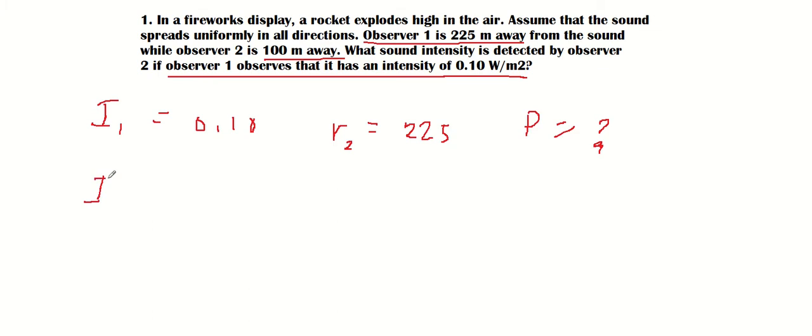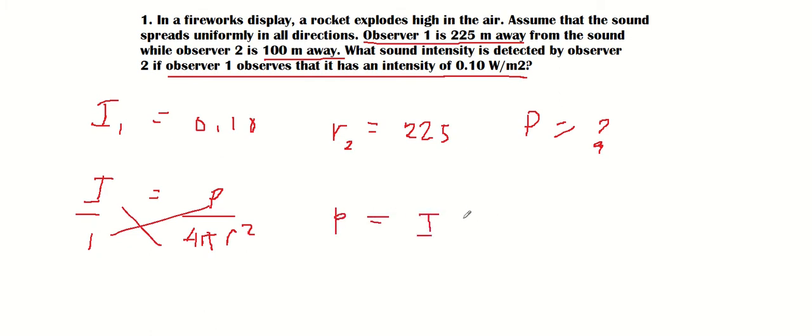So, yung formula nga natin kanina ay I is equal to P over 4 pi r squared. Power, sorry, nagkamali na ako. Power over 4 pi r squared. So, ngayon, kailangan natin yung formula for power. So, cross multiply. So, P is equal to sound intensity times 4 pi r squared. So, ngayon, sound intensity natin is 0.10 lang. Diretso lang, 0.10. At the same time, mayroon tayong distance na 225 meters pa.